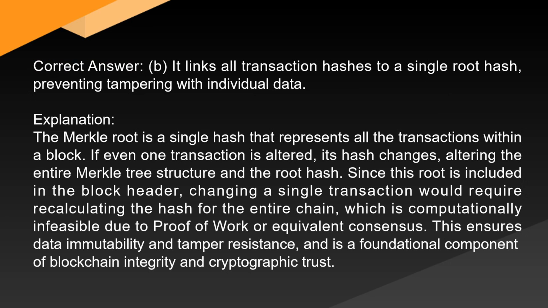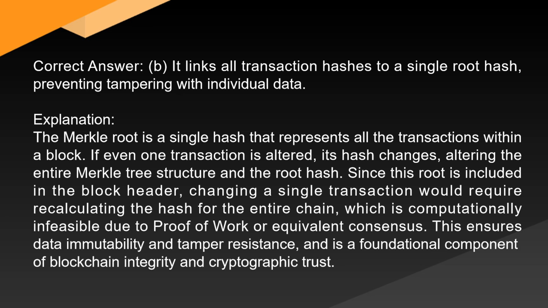Correct answer. B. It links all transaction hashes to a single root hash, preventing tampering with individual data. Explanation. The Merkle root is a single hash that represents all the transactions within a block. If even one transaction is altered, its hash changes, altering the entire Merkle tree structure and the root hash.